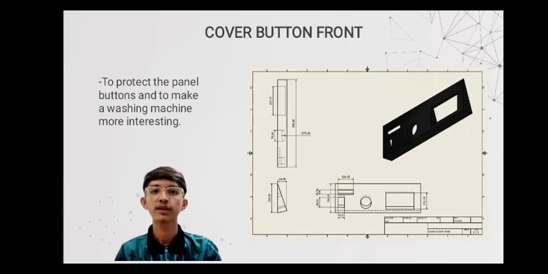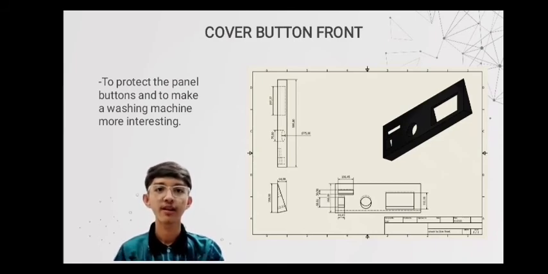Cover button front. The function is to protect the panel button and to make the washing machine more interesting. The length of the front button cover is 595 and the height is 198, while the hole is 75 in diameter.